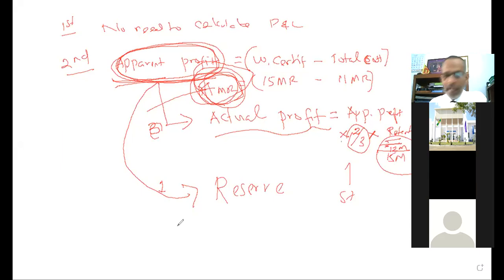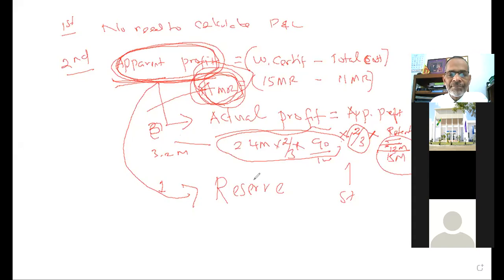How to calculate it? The actual profit will be 4 million, our apparent profit, multiplied by 2 divided by 3, multiplied by, I told you my retention money is 10%, therefore 90 over 100. What is the amount you got? That is the actual profit. It may be 3.2 million or 3 million or 2.9 million. The actual profit can be calculated from apparent profit 4 million multiplied by 2 divided by 3, 2/3, that is the standard.